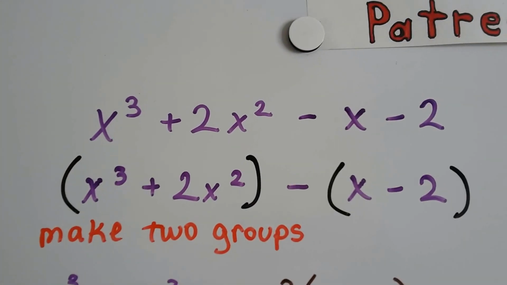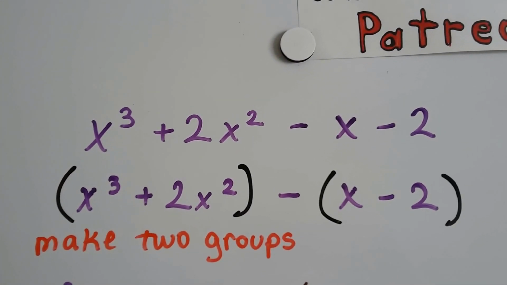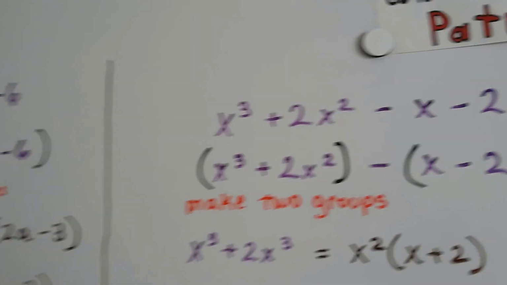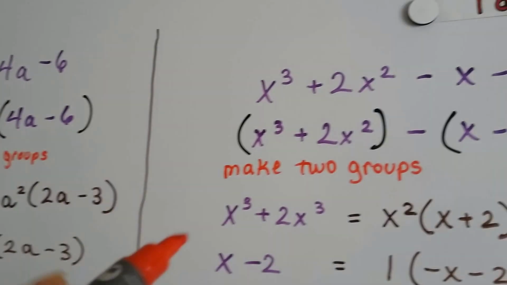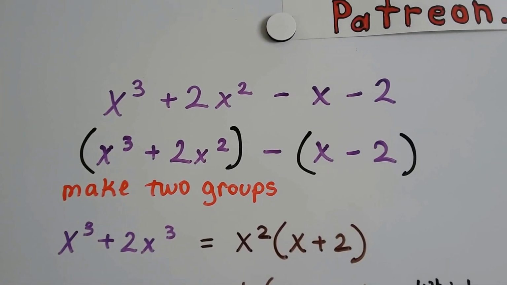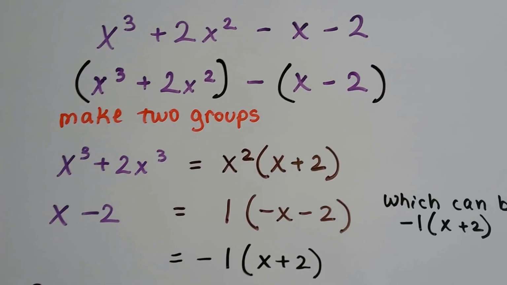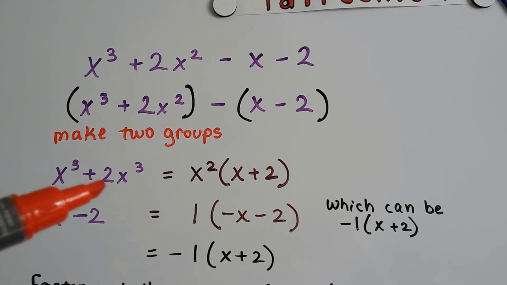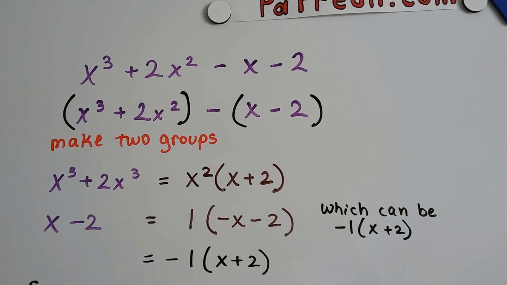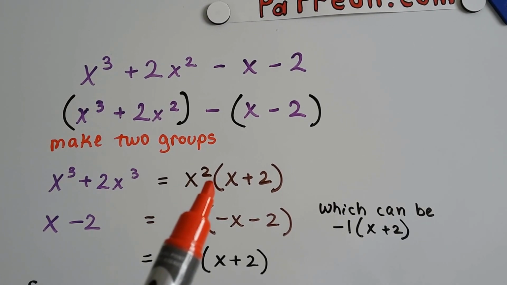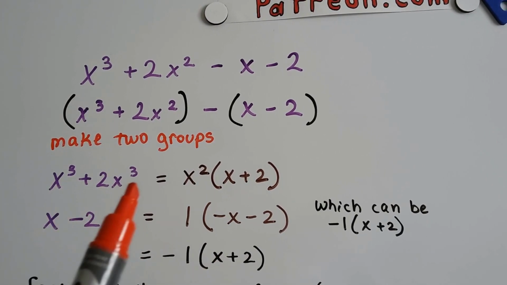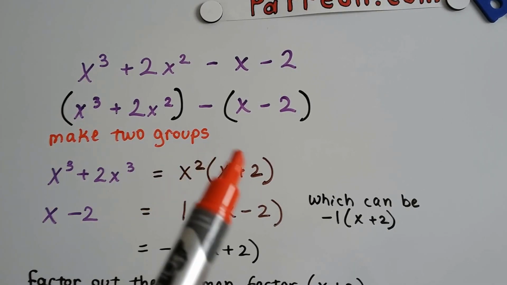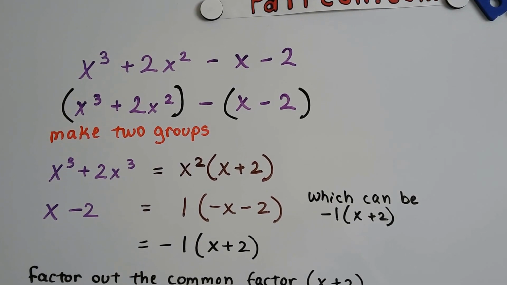Now we've got x to the third plus 2x squared minus x minus 2. So now we have a minus between them. All the other ones we had a plus in between our groups. So now we've got a minus, okay? We still make 2 groups. And look what happens. We can factor the x to the third plus 2x squared as x squared times x plus 2. So that one we can do, okay? If we use the distributive property, it should get us back to that one, okay?